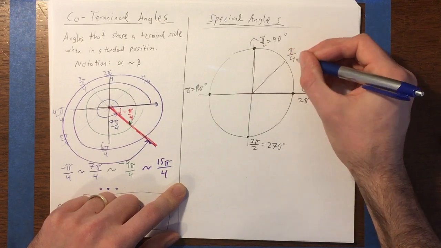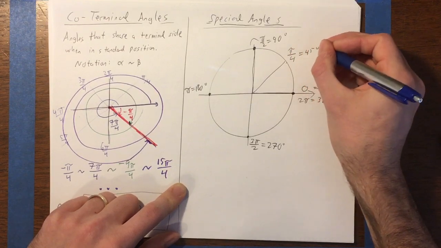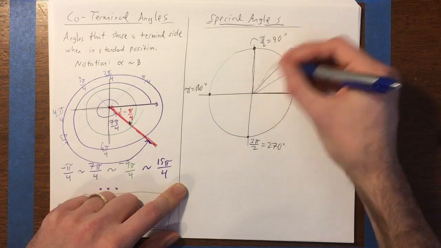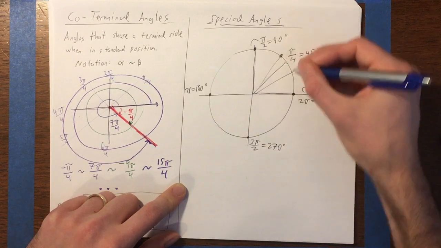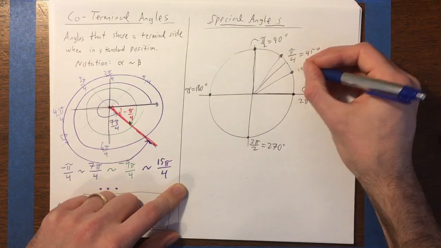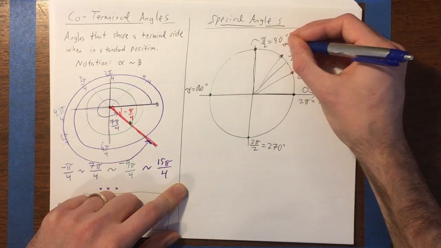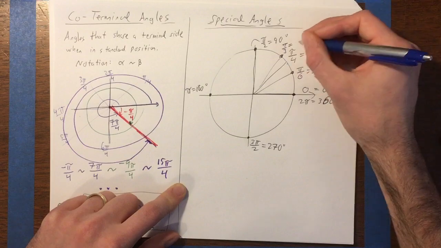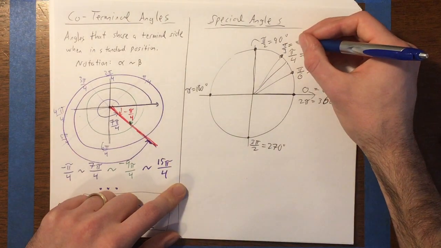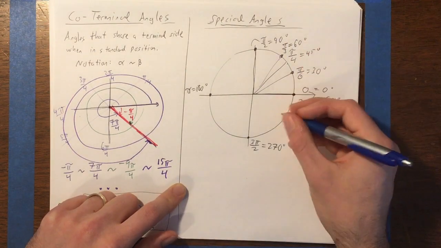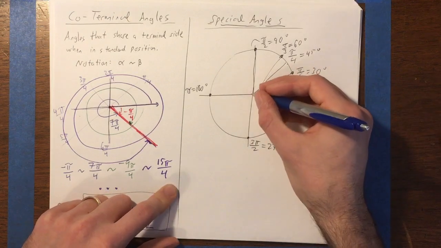And in here, we've got pi over 4, which is the same as 45 degrees. And then we've got these two here, which are pi over 6, which is the same as 30 degrees, and this is pi over 3, which is the same as 60 degrees.